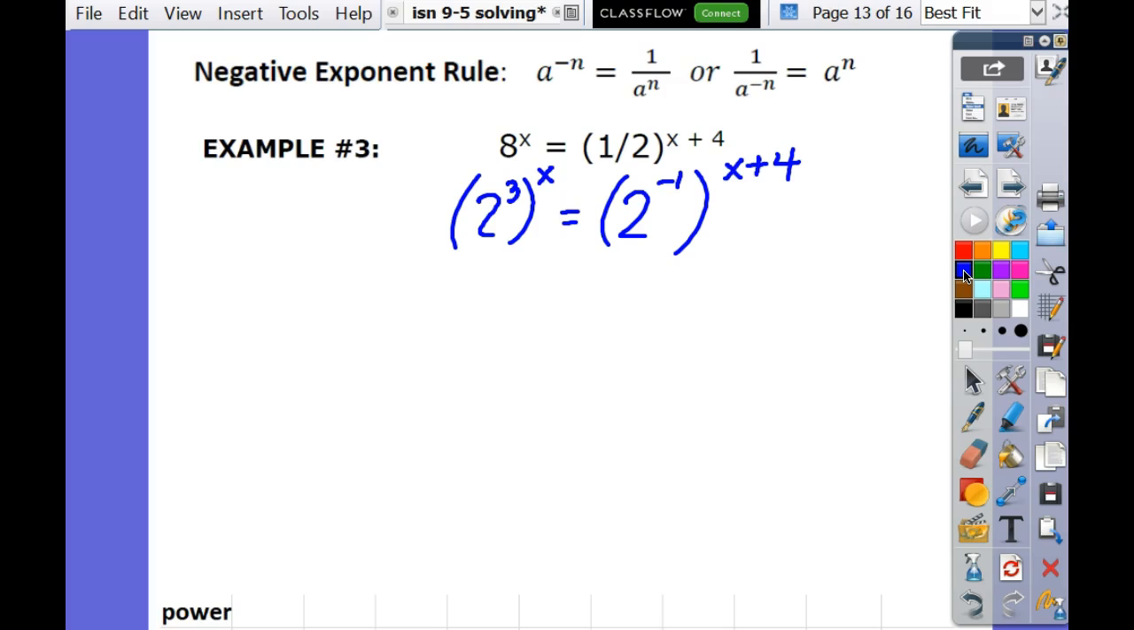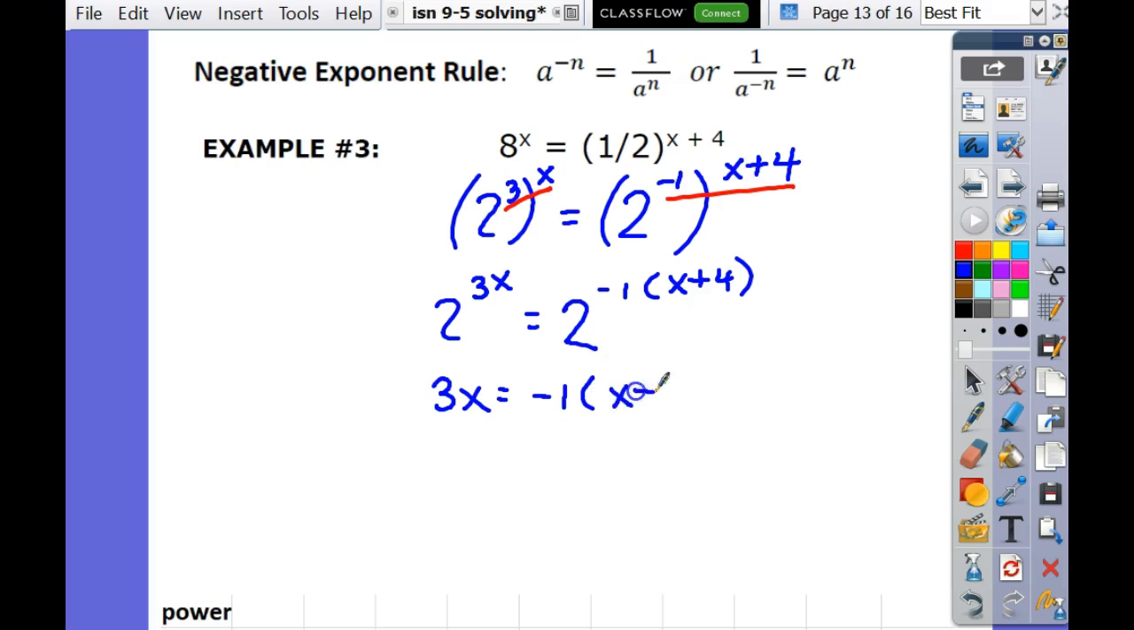Now that we have the bases the same, you multiply these together and you multiply those together by the product rule. See if I can do this without messing it up. The bases are the same, so 3x equals negative 1 times x plus 4. 3x equals negative x minus 4.